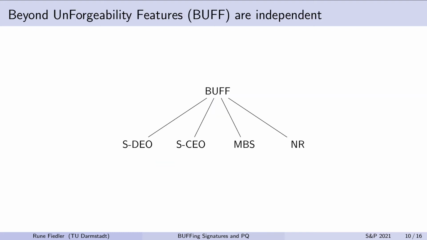All of these security notions in combination are what we call the beyond unforgeability features. So that is the flavors of exclusive ownership, message-bound signatures, and non-resignability. All of these notions are independent of each other, and the proofs for that you can find in the paper.